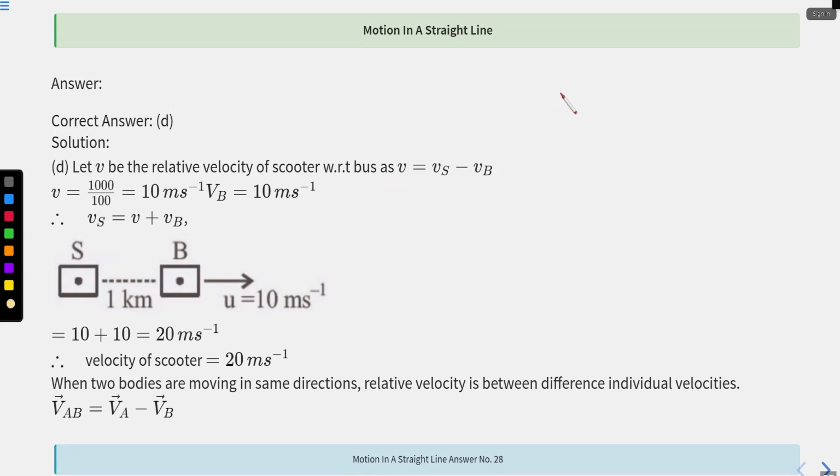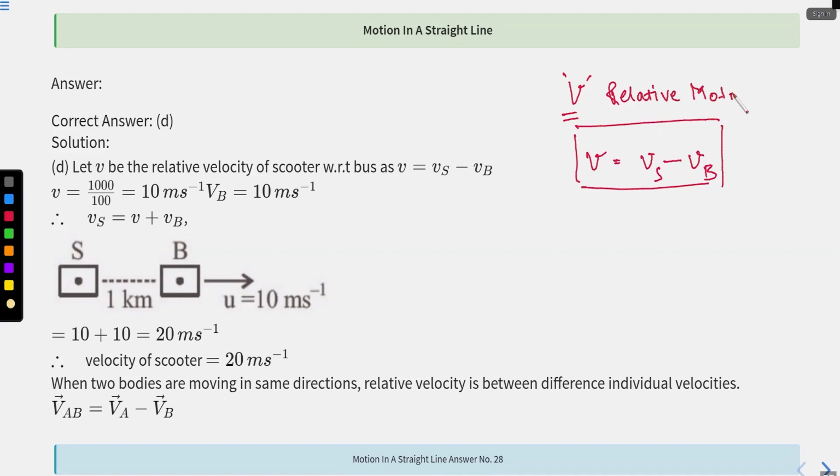Now let v be the relative velocity. So we basically need to calculate the relative velocity. What will be the relative velocity of the scooter? The relative velocity of the scooter with respect to the bus will be vs minus vb. Correct? This is what we study in relative motion. So v is equal to 1000 divided by 100. This is 10 meter per second. This is v. So what is the velocity of the bus? It will be 10 meter per second.